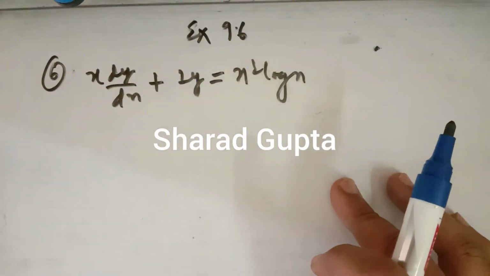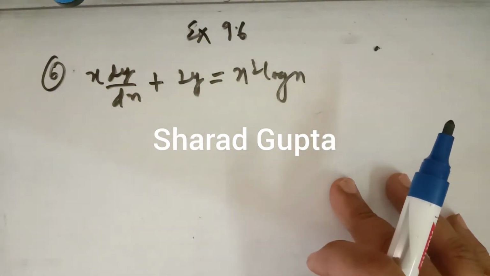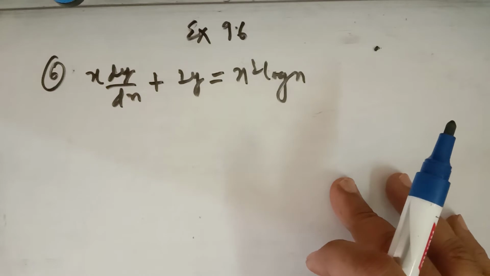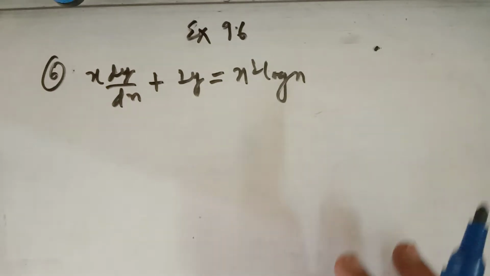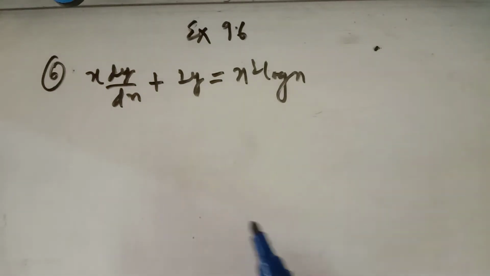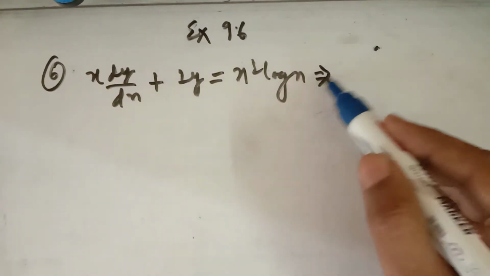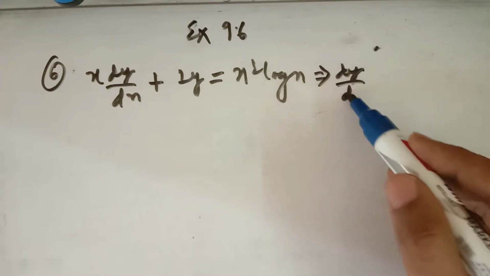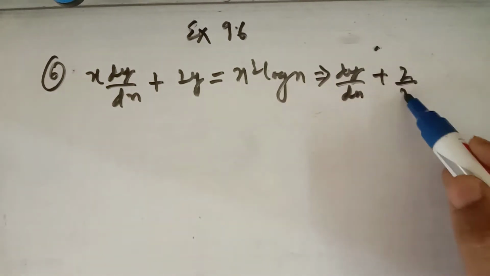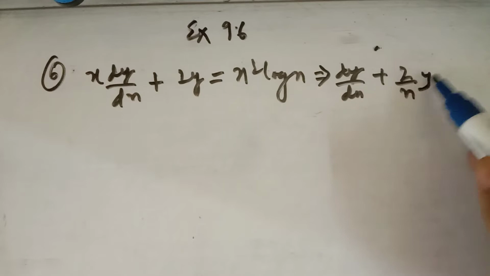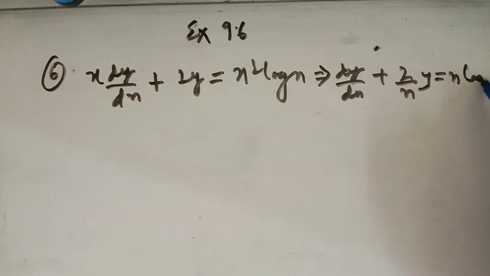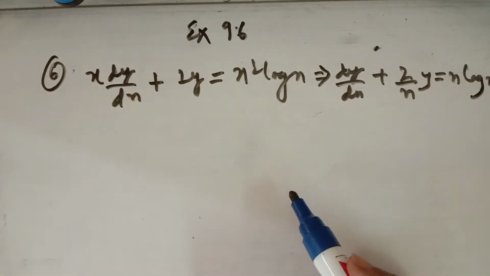Number 10 for the chapter Differential Equations for class 12th, and we're discussing exercise 9.6, starting with question number 6. Because this equation is not in the standard form of a linear differential equation, first of all you divide the whole equation by x so that it will become the standard form of a linear differential equation. So I have divided the whole equation by x.